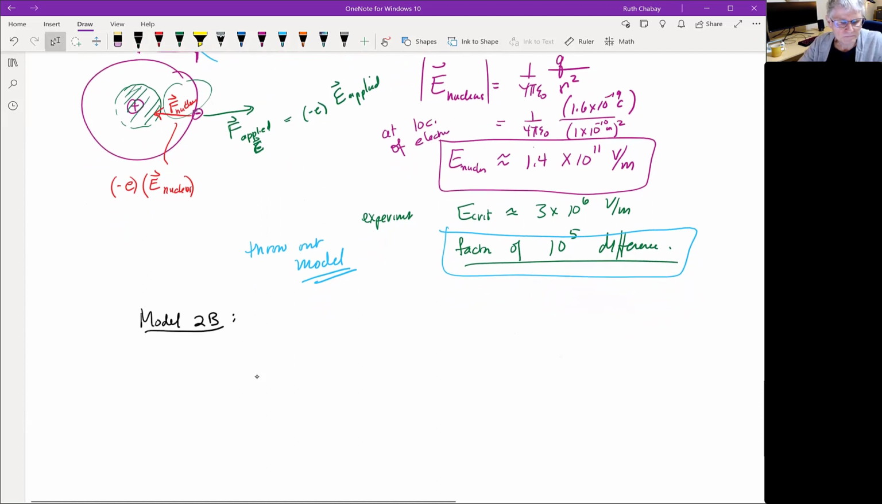But what if we shoot a really energetic particle at it? So knock out an electron by colliding a fast particle with it.